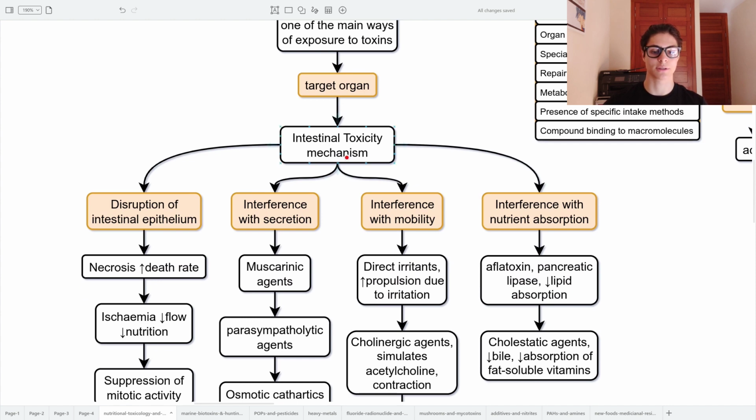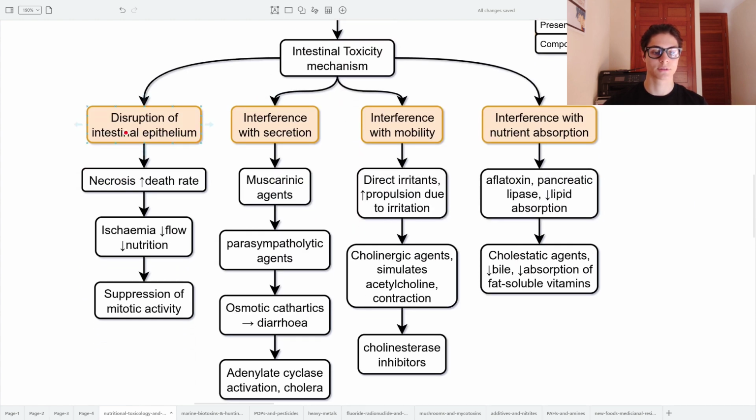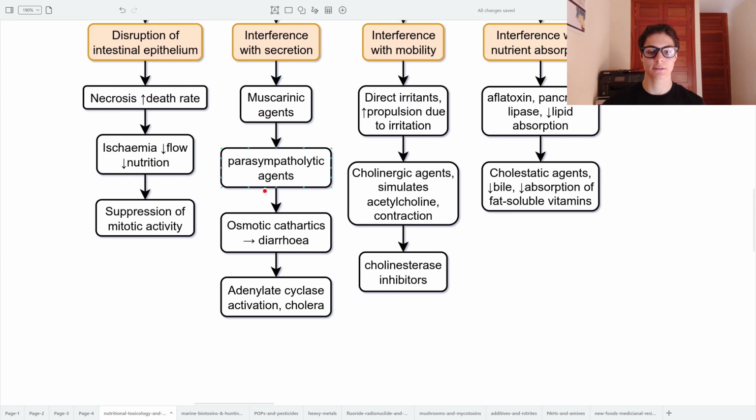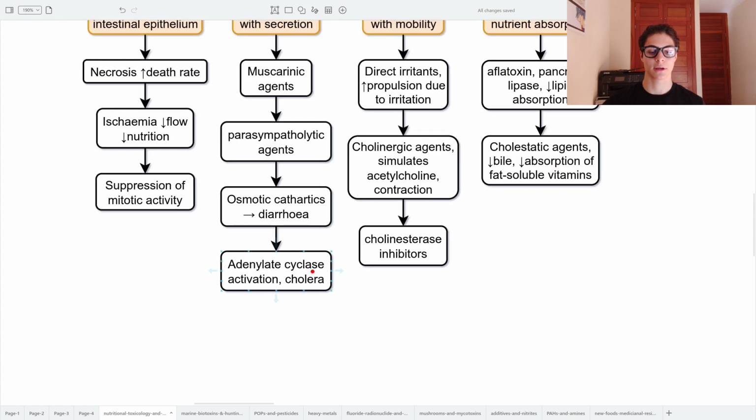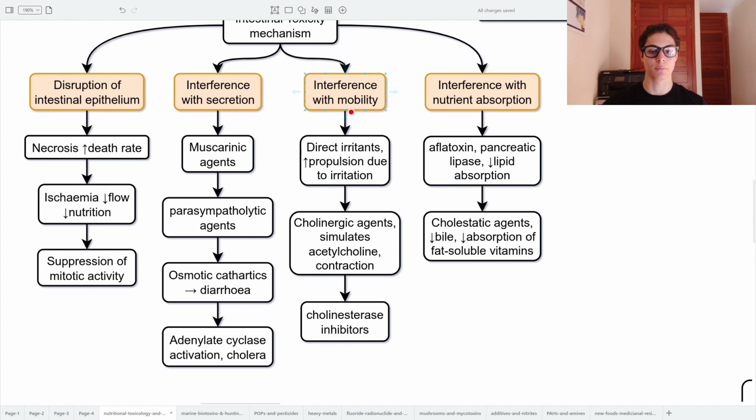The intestinal toxicity mechanisms are several, such as the disruption of the intestinal epithelium, causing necrosis of it due to ischemia, low flow, low nutrition, and death of the tissue. And it leads to the suppression of the mitotic activity. Then there is also the interference with secretion, muscarinic agents, parasympathetic agents. For example, osmotic cathartics will create a diarrhea, and the adenylate cyclase activation is correlated with cholera. Then there is an interference with motility.